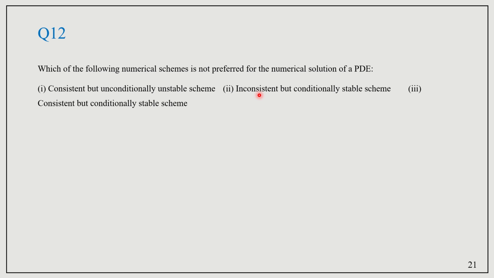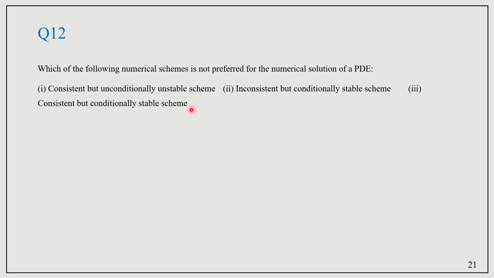The third one is a consistent but conditionally stable scheme. It is a consistent scheme, but it is stable only under a condition. But it is fine: as long as we satisfy the condition, we get a stable solution. So we can prefer that third scheme, consistent but conditionally stable. It is consistent and the system is also stable. Even though it is stable only under a certain condition, it is a stable system. Consistent and stable schemes will lead to a convergent solution. So the third one is a preferred one.